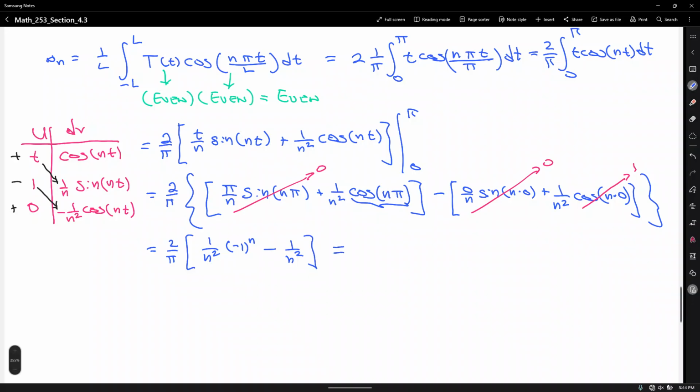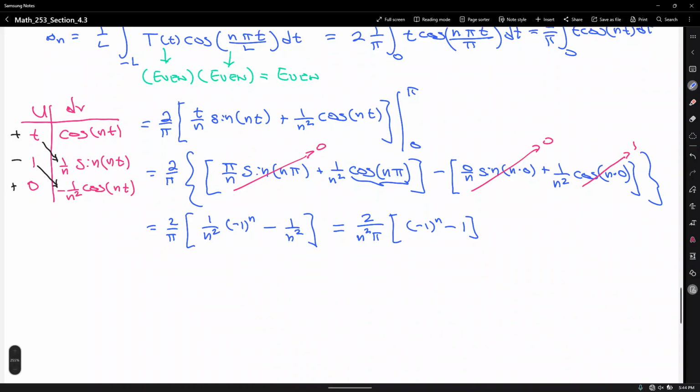So let me do the following, guys. I'm going to take the n squared, which is a common factor in the denominators here, and multiply across with pi right here. So that is 2 over n squared pi times negative 1 to the n minus 1. And we're done obtaining the second Fourier coefficient, that is a sub n. And guys, we're ready to write the Fourier series for the triangular wave function.